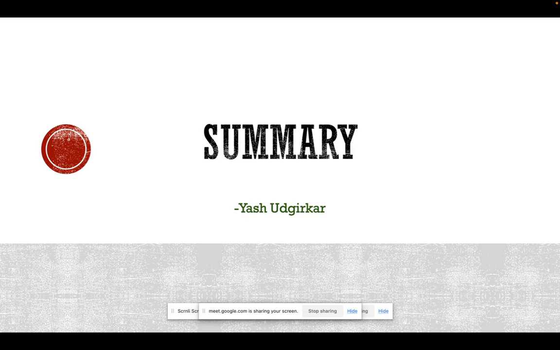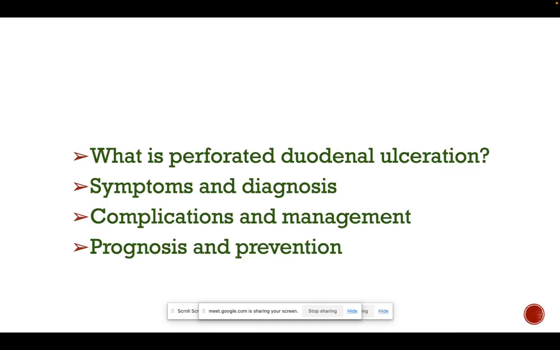Under definition and causes, perforated duodenal ulceration occurs when an ulcer in the duodenum develops a hole or a tear, allowing stomach acid and digestive juices to leak into the abdominal cavity. Common causes include infection with the bacteria Helicobacter pylori, long-term use of non steroidal anti-inflammatory drugs, and excessive alcohol consumption.